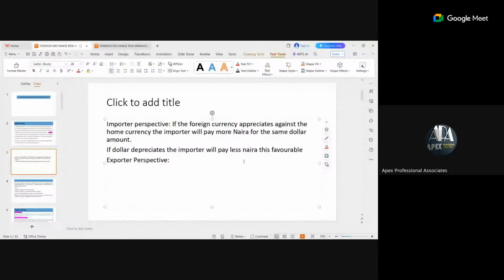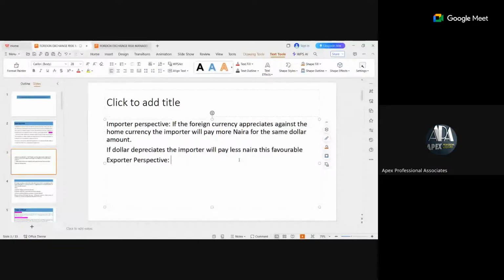People earning in dollars are always happy, because when the value of naira gains strength over the dollar, they convert their dollar to naira and go home with less naira. But when the value of the dollar keeps appreciating over naira, they go home with more naira. You understand? So if the foreign currency appreciates, the exporter gains because they receive more naira for the same foreign amount.